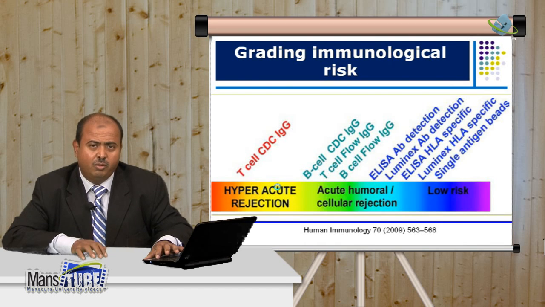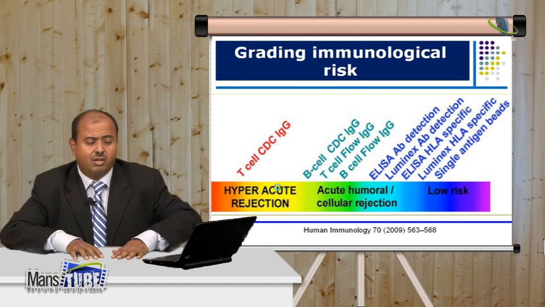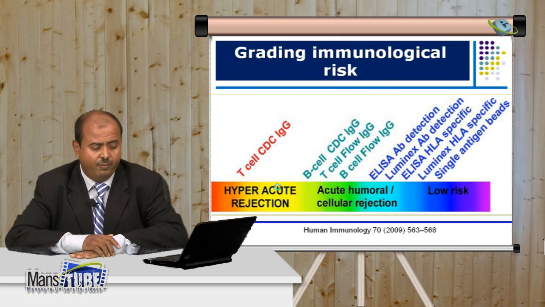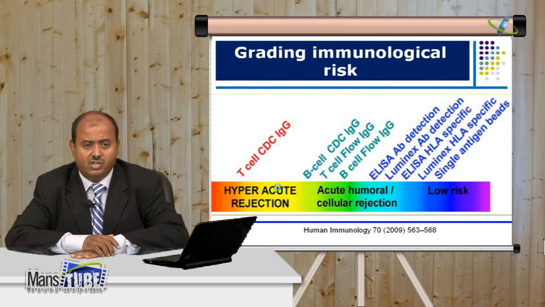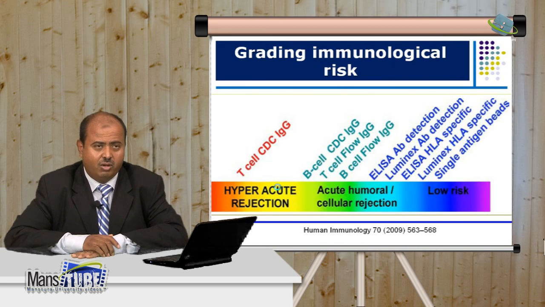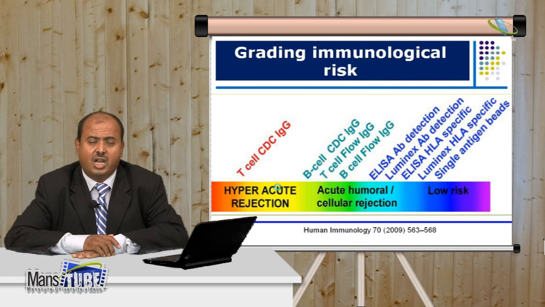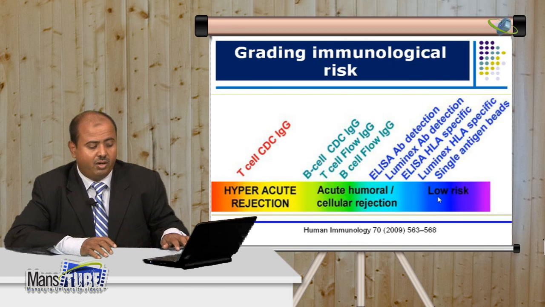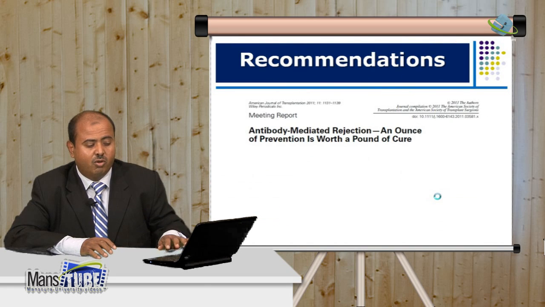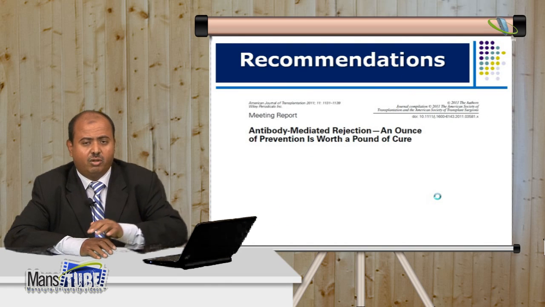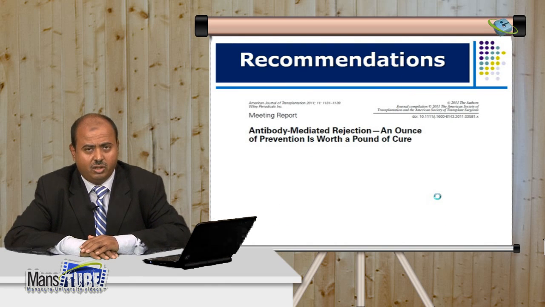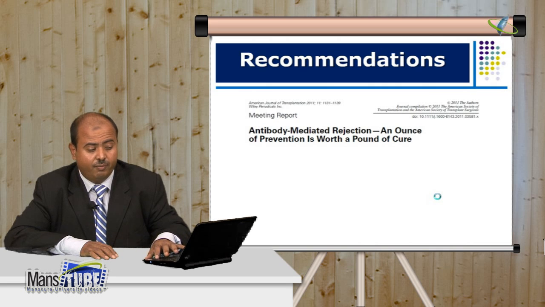So by a good immunology lab, we can grade the immunological risk of the patient up to very high risk. If the T-cell cross-match is positive, we can expect a hyperacute rejection. We can't transplant the patient with a positive T-cell cross-match; we should desensitize them first. And then if the cross-match is negative but Luminex is positive, you can find that you are here and the humoral rejection is present. If no antibody by the Luminex, the patient is in the low-risk zone.